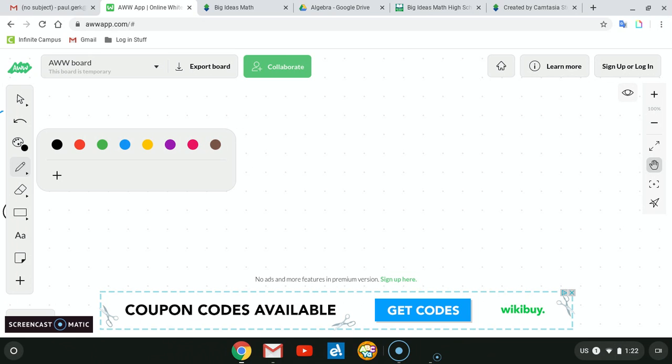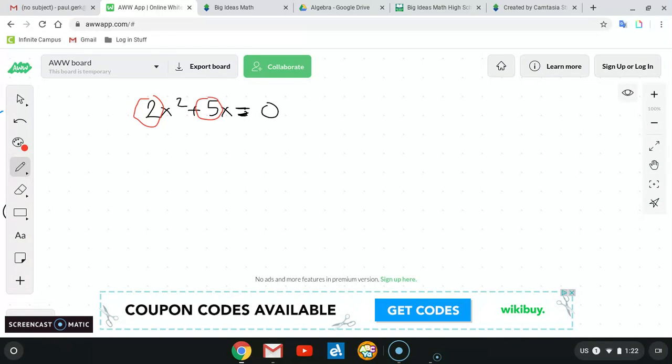Let's try 2x squared plus 5x equals 0. All right, this one might be a little trickier just because of the GCF of our coefficients. So just take a look at your coefficients. What's the GCF of the 2 and the 5? If they don't have one, the answer is going to be 1. Well, they do have a GCF. It's 1, but you don't have to write the 1.